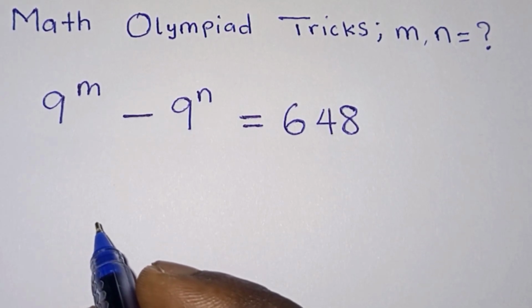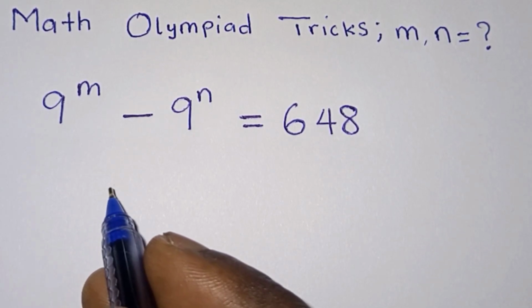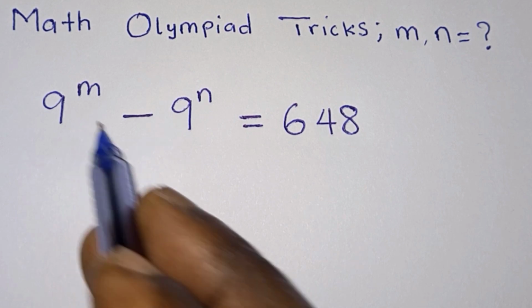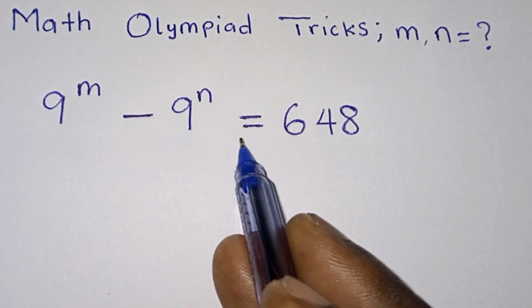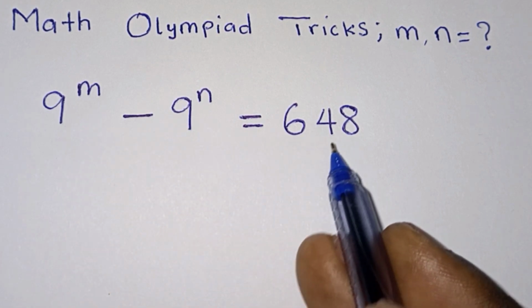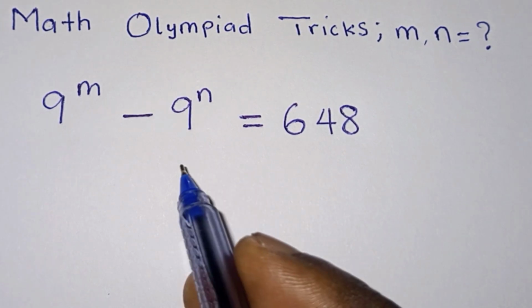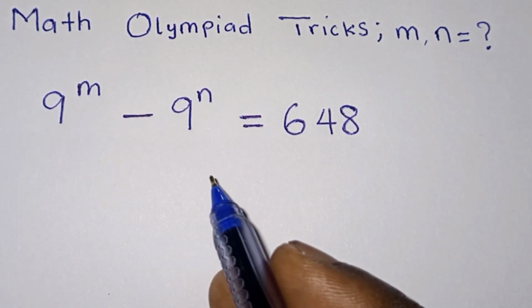Hello everyone, in this video we have this math Olympiad problem. We are given 9 to the power m minus 9 to the power n is equal to 648, and we have to find the values of m and n without guessing the answers.